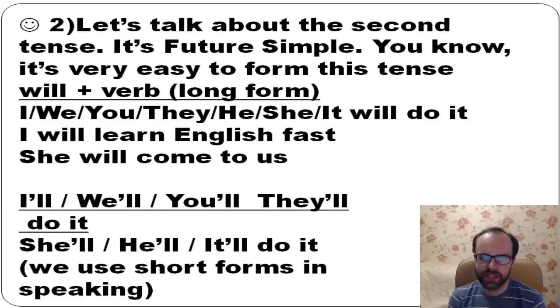Let's talk about the second tense. It's future simple. You know, it's very easy to form this tense. Will plus verb, so it's long form. So I, we, you, they, he, she, it will do it. I will learn English fast. She will come to us. I'll, we'll, you'll, they'll do it, she'll do it, he'll do it, it'll do it. We use short forms in speaking.